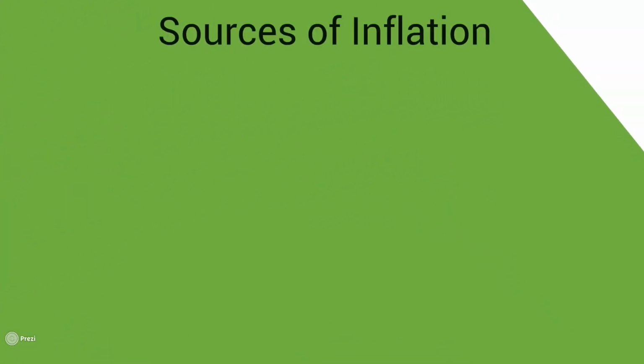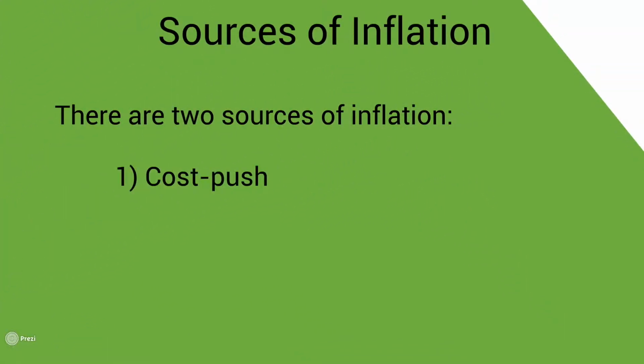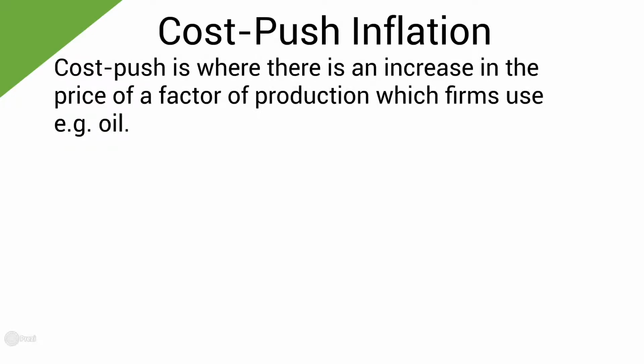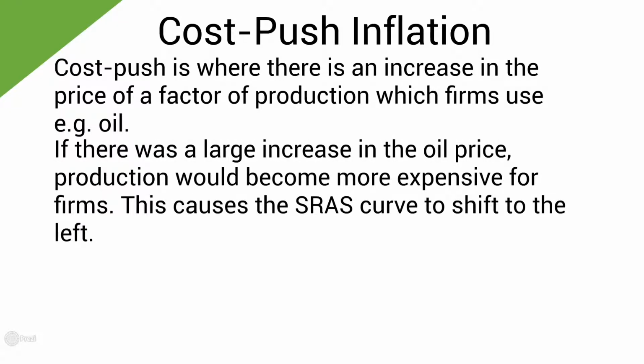There are two main sources of inflation. The first is cost push inflation, and the second is demand pull inflation. Let's first look at cost push inflation. Cost push inflation is whereby there is an increase in the price of a factor of production which firms use, such as an increase in the price of oil. If there was to be a large increase in the price of oil, production would become more expensive for firms. This causes the SRAS curve to shift to the left.